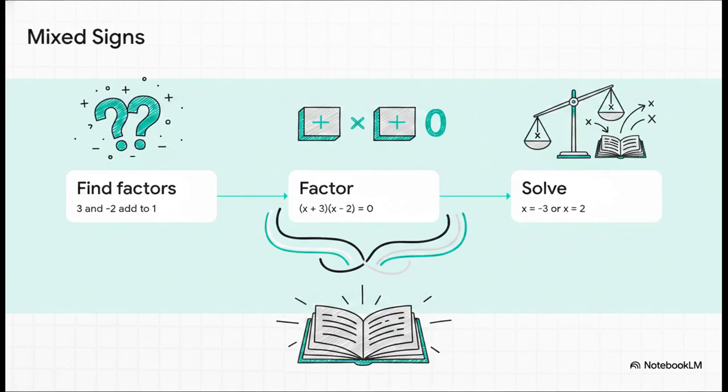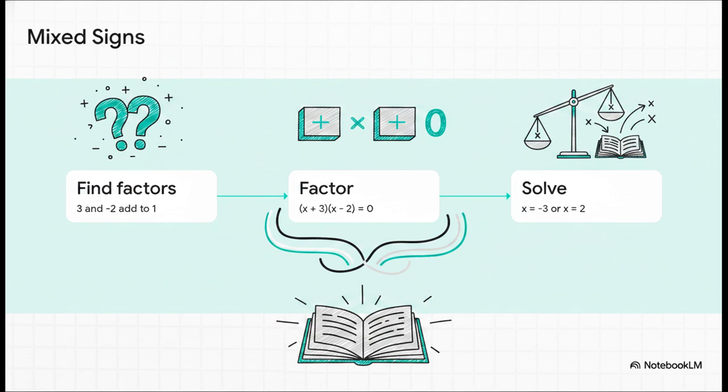Step 1. Find two numbers that multiply to -6 but add up to +1. After a little thought, we find +3 and -2 fit the bill perfectly. Step 2. Let's unpack them into binomials. We get x plus 3 times x minus 2 equals 0. And step 3, solve each factor.